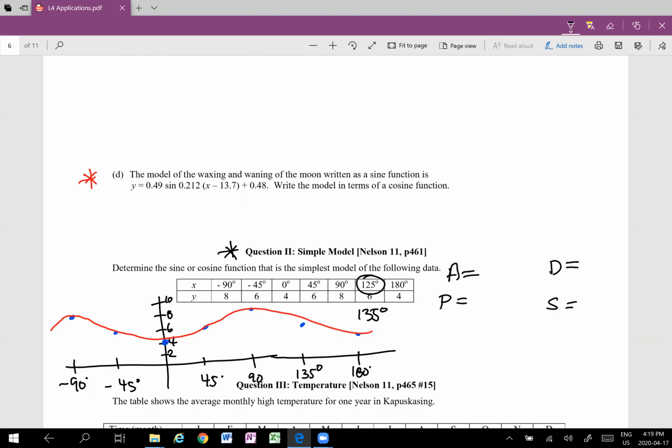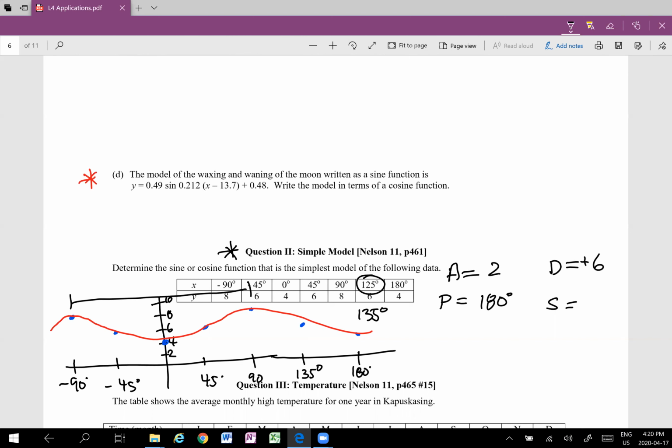I think everyone's agreeing with me that the amplitude is 2 units. The equation of the axis is y equals 6, or plus 6. The period is 180 degrees, because if I go from this maximum to that maximum, that's 180 degrees.